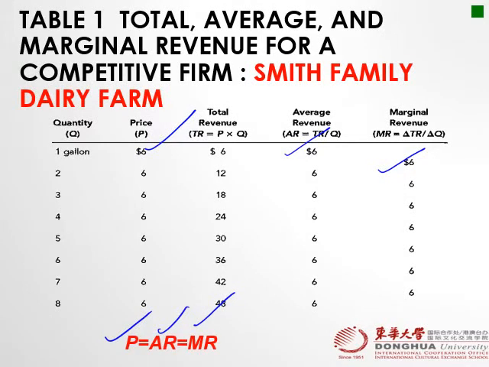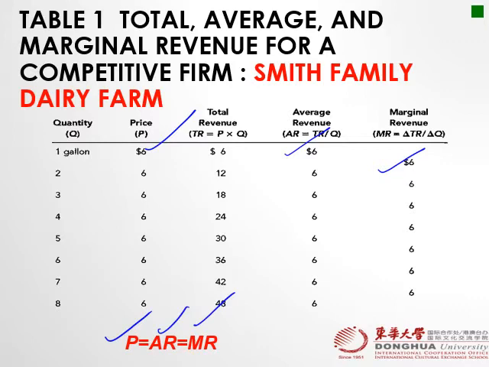So we have table 1 from your book, the Smith family's dairy farm. Here we have quantity and price, right? We can find the total revenue by multiplying quantity by price. So where did this 12 come from? 2 times 6. Where did this 36 come from? 6 times 6. Where did this 48 come from? 8 multiplied by 6, right?